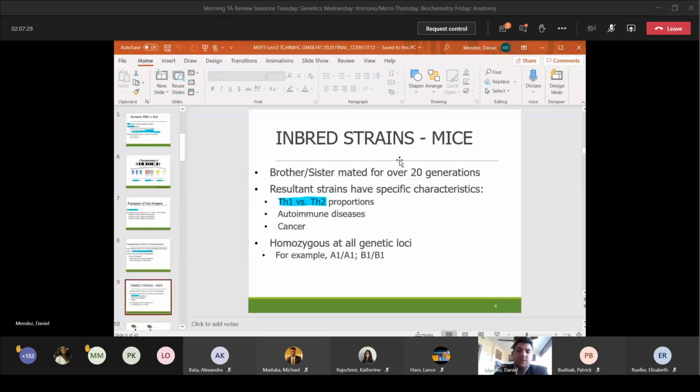Here, we don't really need to know too much about these strains of mice. I highlighted TH1 and TH2 because that's something that's going to be important later on. So just keep that in the back of your head, the TH1 and TH2 types and what they do.